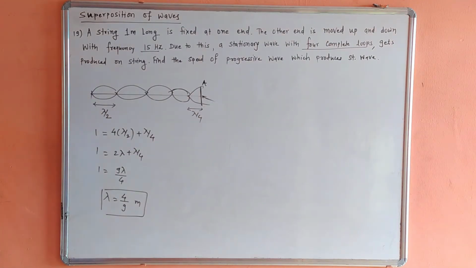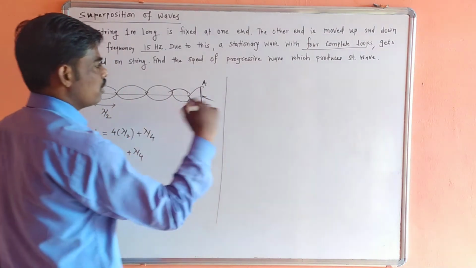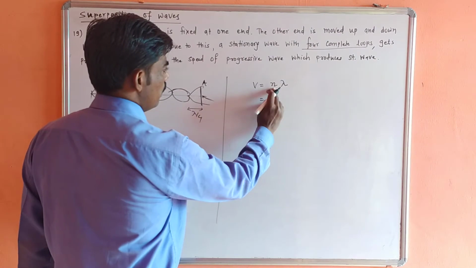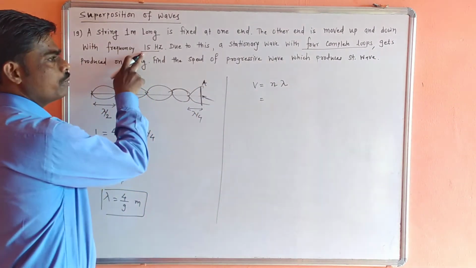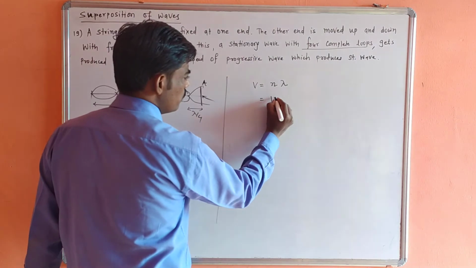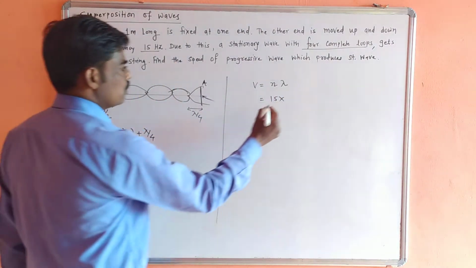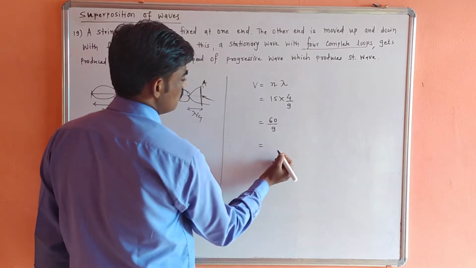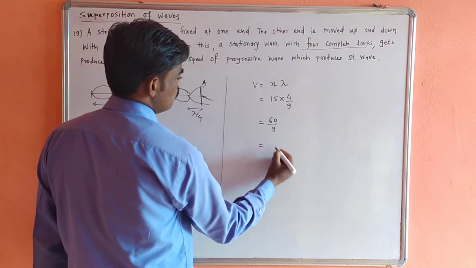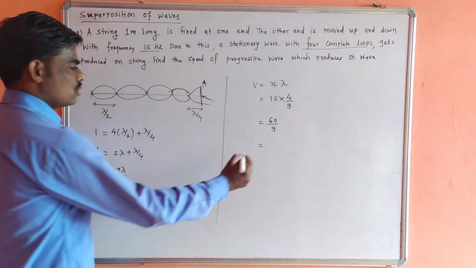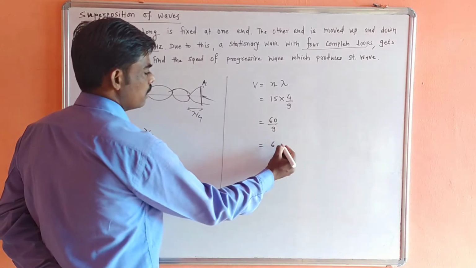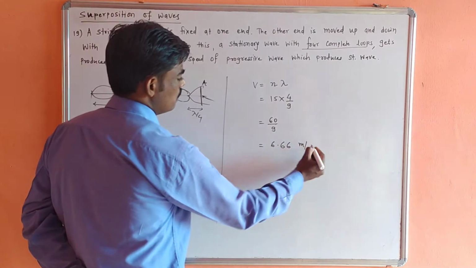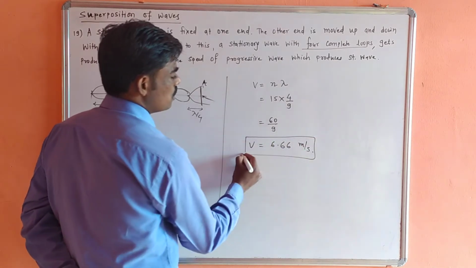But we require velocity, and what is the formula for velocity? V is equal to n lambda. N means frequency. Frequency is given to you as 15 Hertz. So substitute here 15 Hertz, and lambda is 4 by 9. So it is 60 by 9, which is 6.666 and so on. So this will be the velocity of the stationary wave.